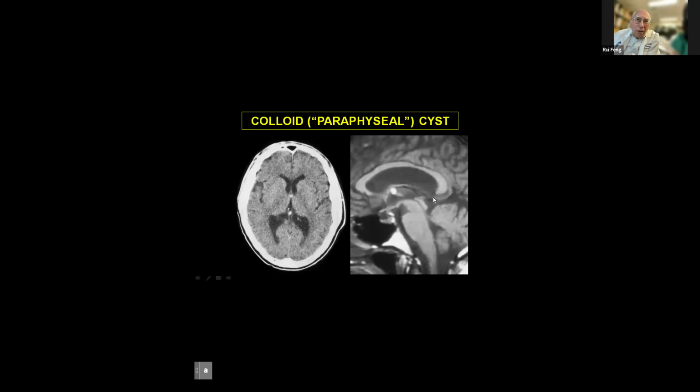This is the fornix coming around to the retro-anterior commissural zone onto the mammillary body. Here is the stria medullaris at the roof of the third. This is the velum transversum, and just at the anterior end of the third ventricle, region of the foramina of Monro, we have a lesion that is sharply marginated and bright white and is a colloid cyst.